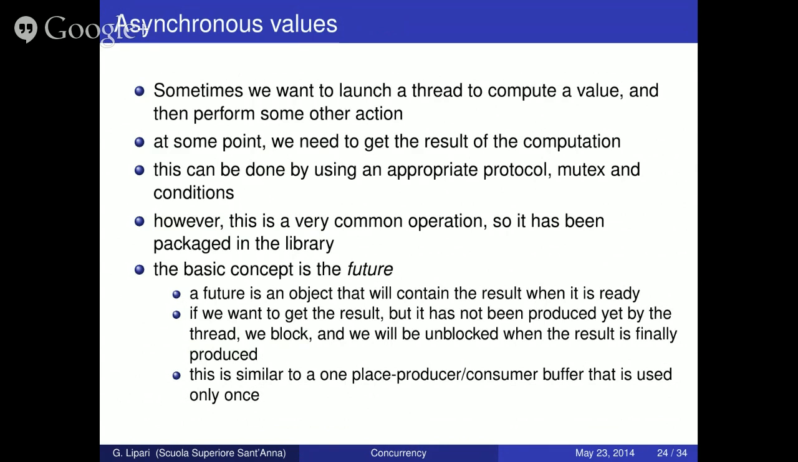And when I need the result, I go take this future and I try to obtain the value. If the function has already finished, I get the value. Otherwise, I block waiting for the function to finish. So it's a sort of a producer-consumer, but everything done on the fly. So let's see how does it work.